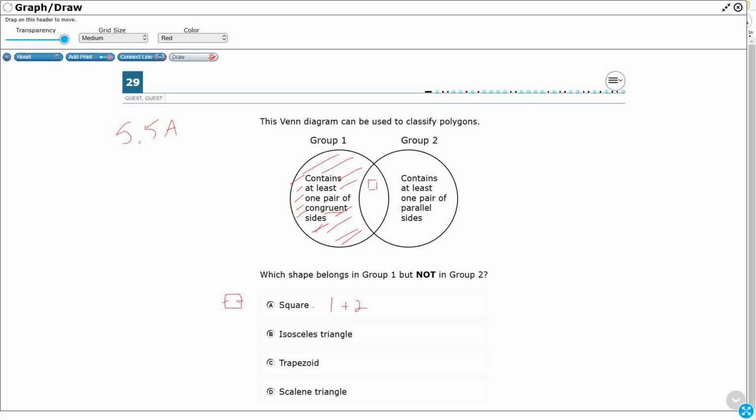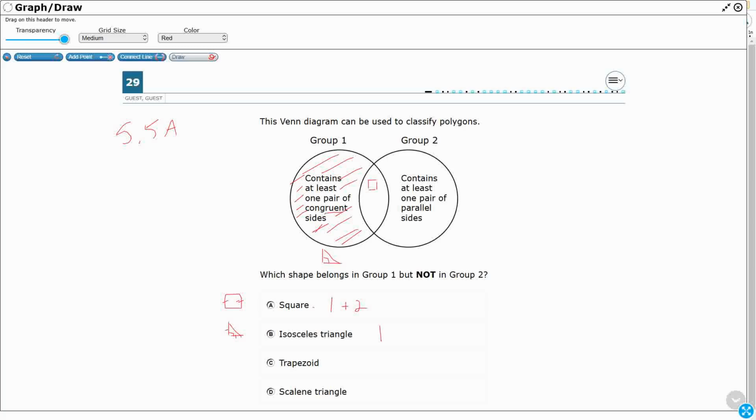An isosceles triangle. All right, so I don't know whether it's a right isosceles, acute isosceles. We'll draw a right isosceles like this. All right, so at least one pair of congruent sides. Yes, these two are congruent. It does not have any parallel sides, but it can have perpendicular sides. So this one, I'll put down here, can definitely go right there. All right, so that goes in just group 1.